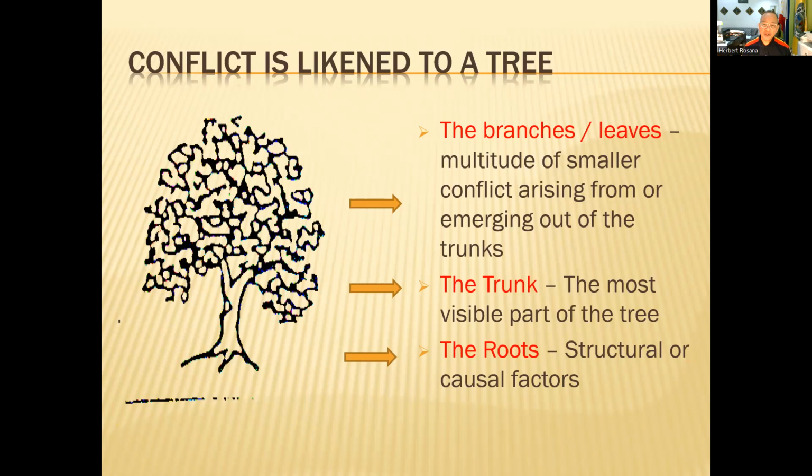So here in this illustration, the trunk is one of the most visible parts of the tree. This represents the manifestations of conflict. Then you also have the branches and the leaves, the multitudes of smaller conflicts arising from or emerging out of the trunk. So kung ang trunk is the visible part of the tree, yung mga branches na yun, ito yung mga maliliit na bagay that arise from the trunk.